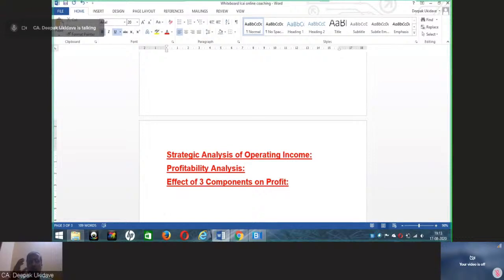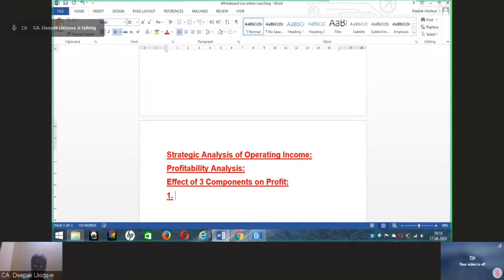Yeah, we have understood the concept. We have understood one case study or an illustration based on this concept. So now some time to digest, some time to register what we have learned. And that is why this whiteboard, that is why these highlights. So effect of three components on profit.